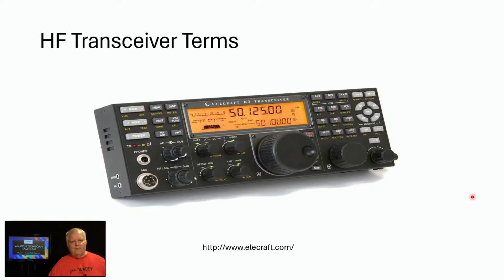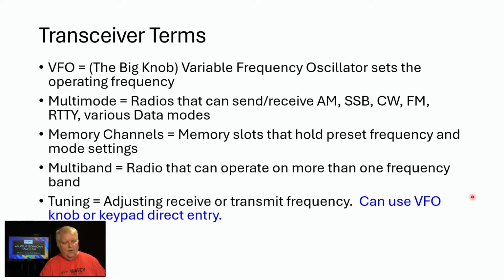Here's a nice Elecraft radio, the K3. This is the front panel of the K3 anyway. And lots of knobs, lots of buttons. And so let's talk about some terms that you'll find on all of the radios. So the big knob is also known as the variable frequency oscillator, and that sets the operating frequency that the radio will be receiving and transmitting on.